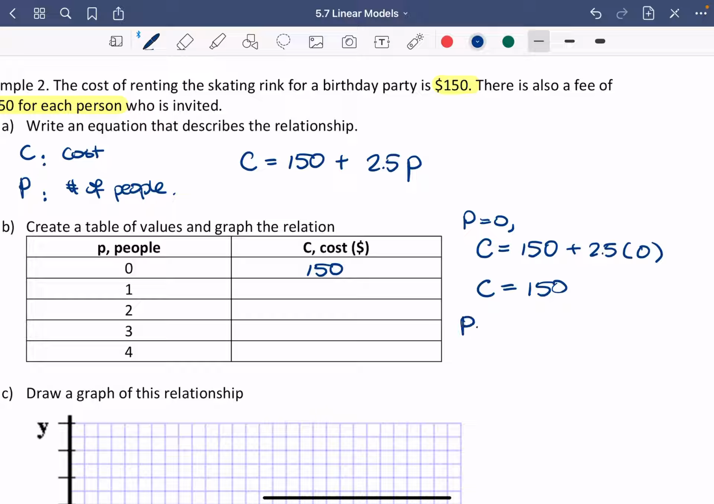What about when P is equal to 1? Well, it's 150 plus 2.5 times 1. This time P is equal to 1. So that's 150 plus 2.5 times 1, which is 2.5. So that's 152.5.